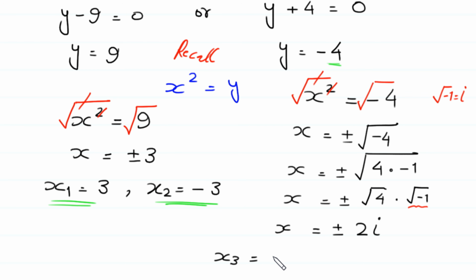x3 is equal to 2i and x4 is equal to negative 2i. So these are the other two solutions of this equation. These two solutions are complex and these two solutions are real.